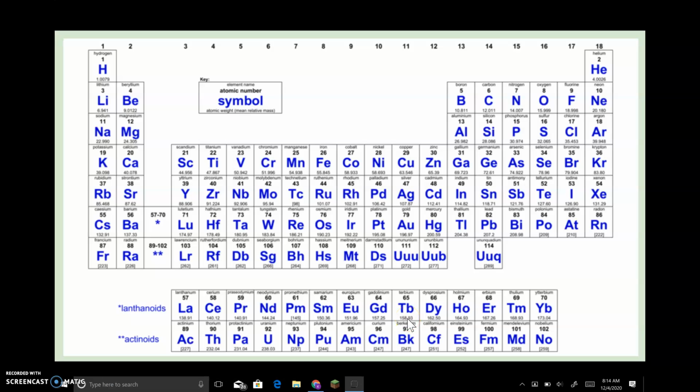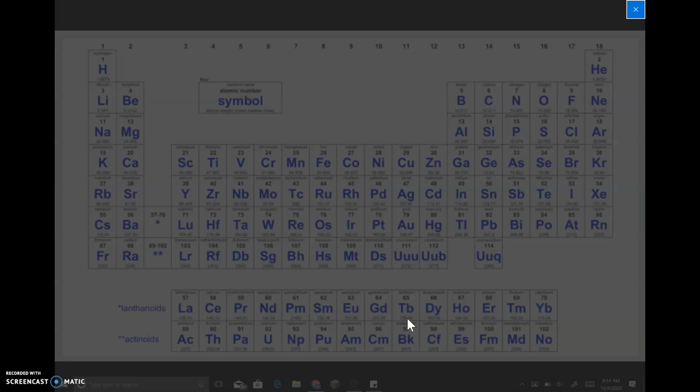So we are going to continue working on some concepts in our packet. Make sure that you have your periodic table. You can either have your loose one, or remember on the back of your packet you have one. Okay, we just talked about how to find molar mass.